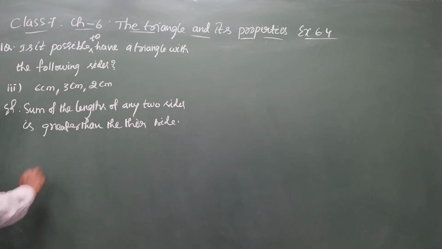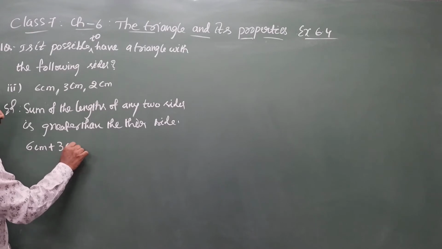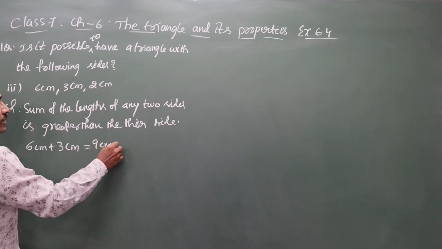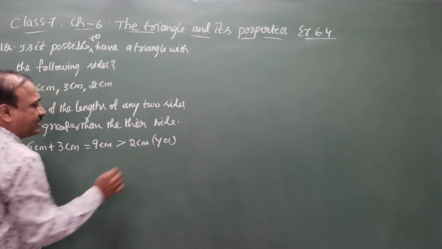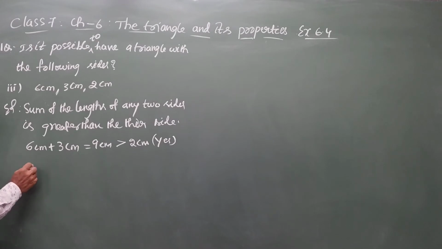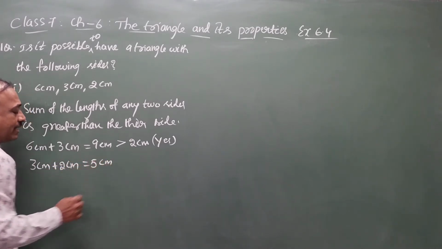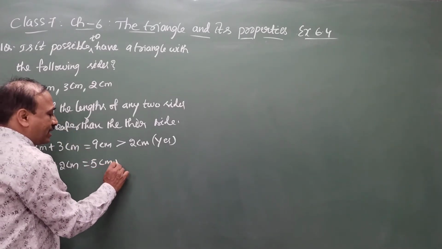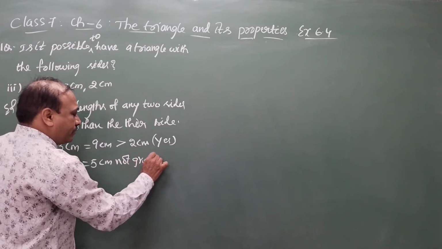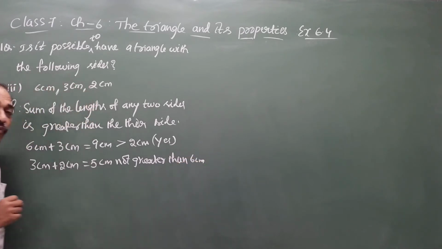So that is sum of the lengths of any two sides, which is 6 centimeter plus 3 centimeter, which is equals to 9 centimeter. You see, 9 centimeter is greater than 2 centimeters. Yes, it is. Now 6 and 3 and 2 we will add. 3 centimeter plus 2 centimeter, which is equals to 5 centimeter. 5 centimeter, and it should be greater, but 5 centimeter is not greater than 6 centimeter.